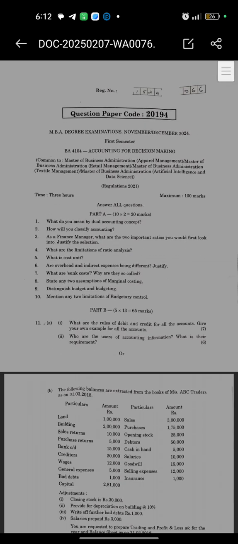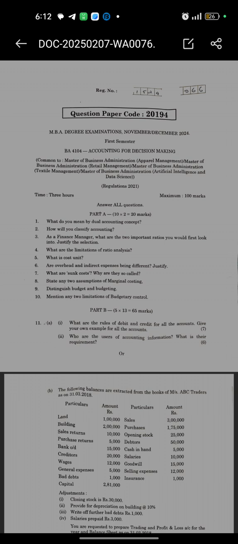Part A questions: What do you mean by the dual accounting concept? And how will you classify accounting? As a finance manager, what two important ratios would you first look into, and justify the selection? Fourth question, what are the limitations of ratio analysis? Fifth question, what is a cost unit? Sixth question, are overhead and indirect expense different? Justify. Seventh question, what are sunk costs? Why are they so called?